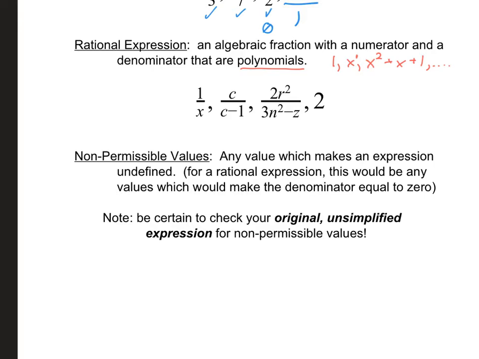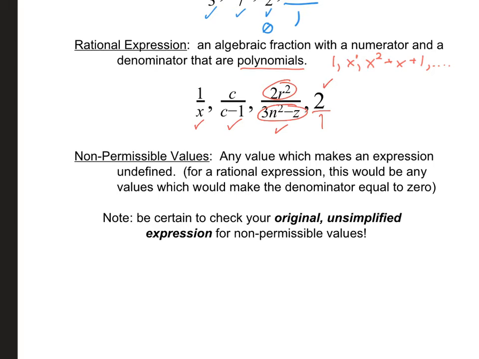So here are some rational expressions. 1 over x, so both 1 and x are polynomials. c over c minus 1, so c is a linear polynomial, c minus 1 is a linear polynomial. 2r squared over 3n squared minus z. We have a quadratic polynomial in the numerator, we have a quadratic polynomial in the denominator, even though it involves multiple different variables and not just the same variable. And we have 2. As we looked back at rational numbers, this is the same thing as saying 2 over 1, and we would consider both 2 and 1 to be polynomials.